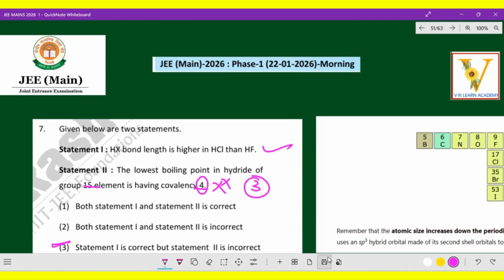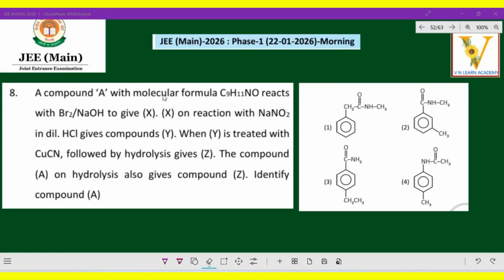Come on, let us go to the next question. A compound A with molecular formula C9H11NO reacts with bromine and NaOH to give X. X on reaction with NaNO2 in dilute HCl gives compound Y. When Y is treated with CuCN followed by hydrolysis, it gives Z. And the compound A on hydrolysis also gives compound Z. Identify the compound A. Right now, this is actually a puzzle-like question.